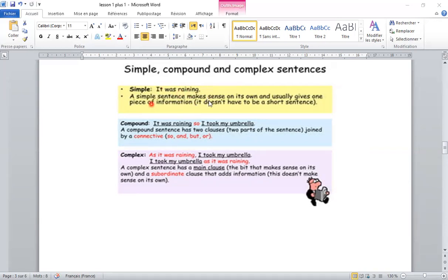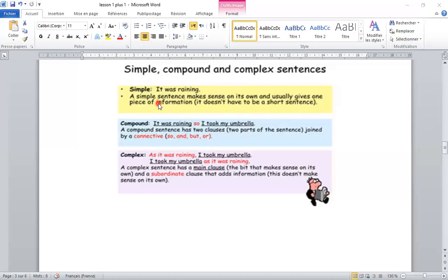A simple sentence makes sense on its own and usually gives one piece of information. It does not have to be a short sentence. So this is the definition of a simple sentence. It gives one piece of information, no more. It doesn't give us a result of something, cause, consequence, or other effects. It is not a long sentence.